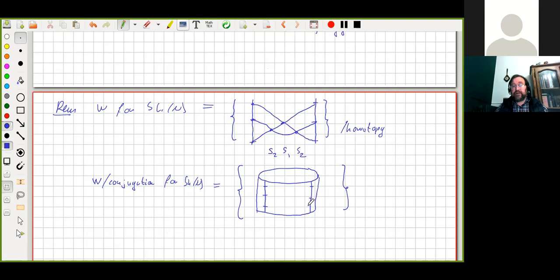I have 3 points here, 3 points here, and I draw the elements of the diagram. And of course, I make this diagram on a cylinder. So I just connect the points on the left to the corresponding points on the right. You can forget about these vertical lines for a moment. And therefore you have a collection of curves.